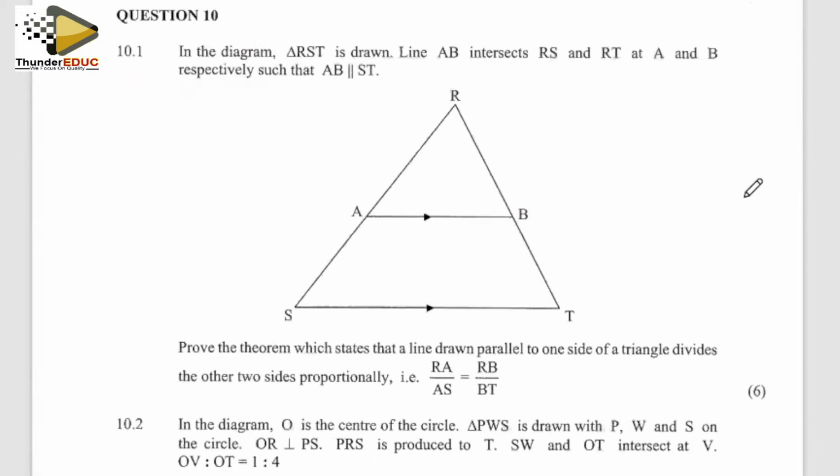All right, question 10. In the diagram, RS is drawn. A line AB intersects RS and RT at points A and B respectively. Then AB is parallel to that. Okay. They want us to prove the theorem that states that a line drawn parallel to one side of a triangle must divide the other two sides proportionally. In other words, we must prove that RA over AS is equal to that.